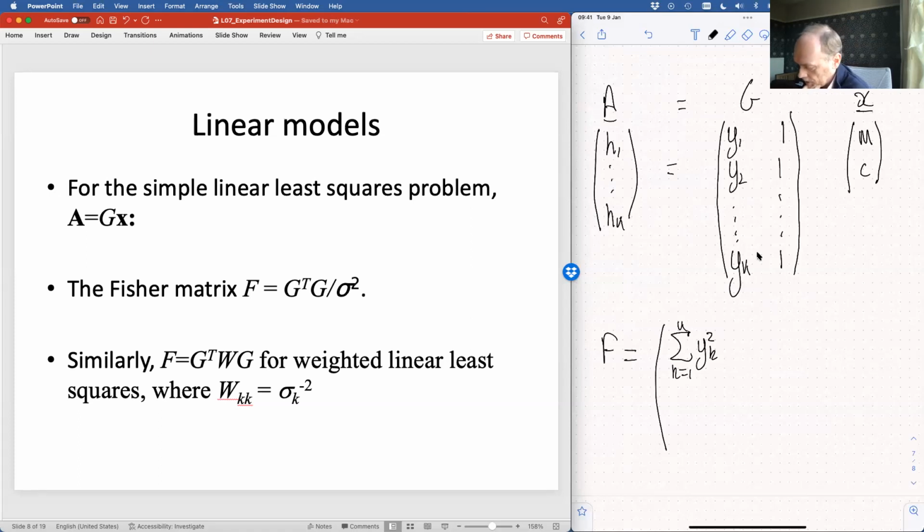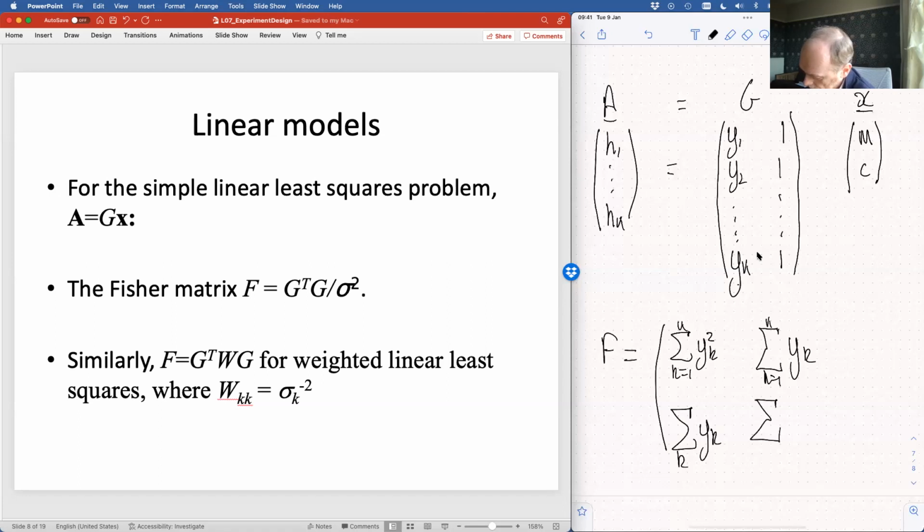Dot product to the first column of itself. Then element 1,2 here would be the dot product of column 1 and column 2. So that's simply the sum of the y's. Same thing on the bottom left. And on the bottom right, we just simply get the dot product of this column of 1s with itself. So we get quite a nice, simple form for the Fisher matrix for that problem.